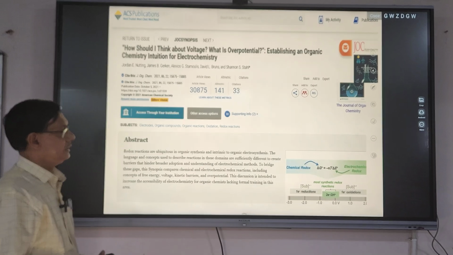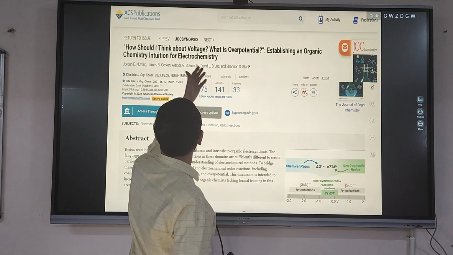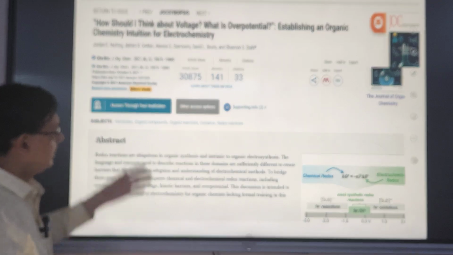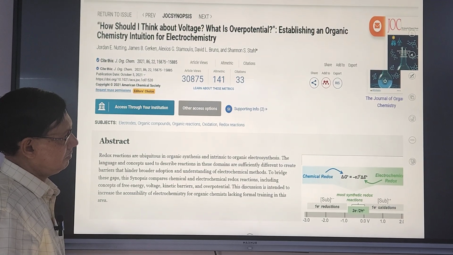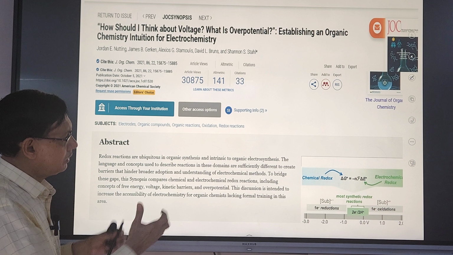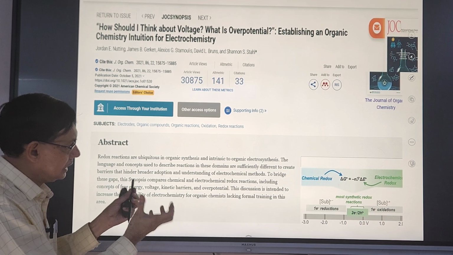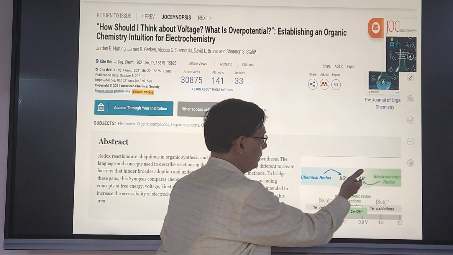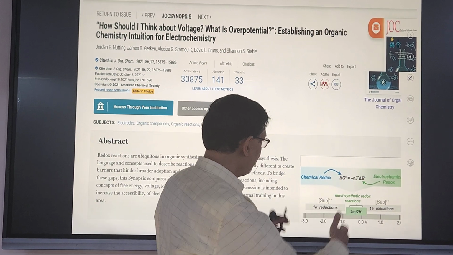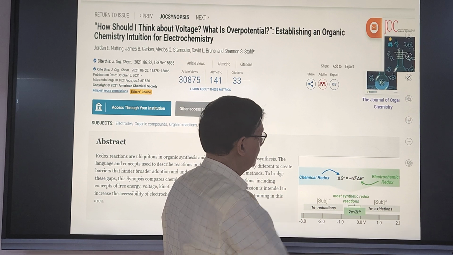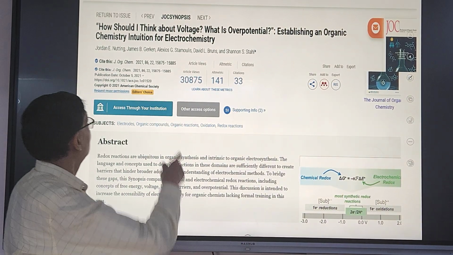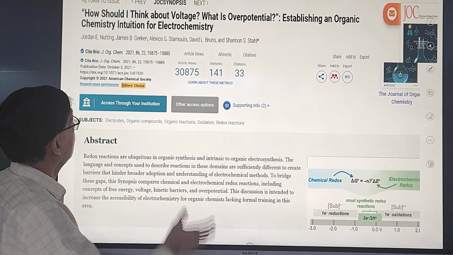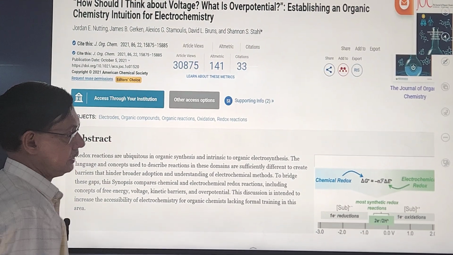Now again and again I am seeing that, again I am taking a very good research paper of the Journal of Organic Chemistry, a very famous American Chemical Society research paper. And you all know about this overpotential and the potential difference from the M.Sc first semester course. You know this simple thing, delta G is equal to minus nFE. The same thing, they have explained how I should think about the voltage and what overpotential is, establishing an organic chemistry intuition of the electrochemistry.